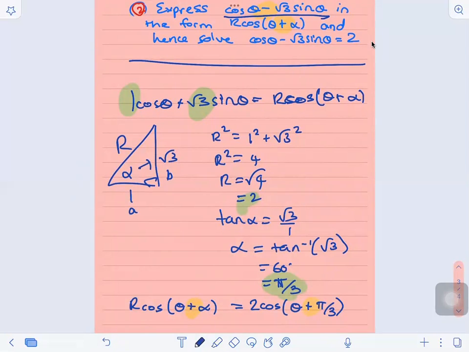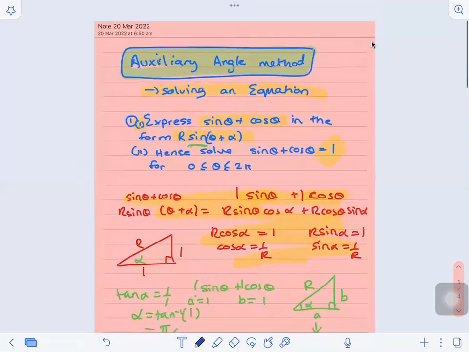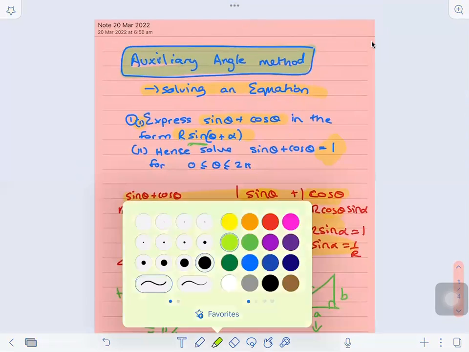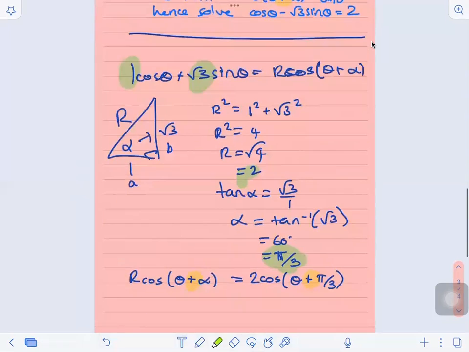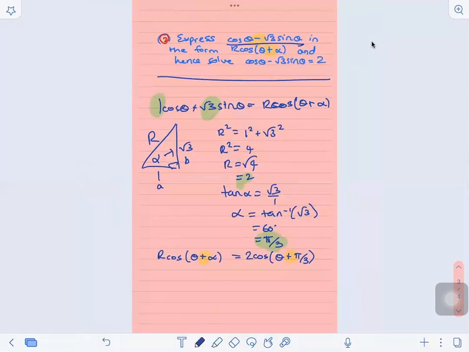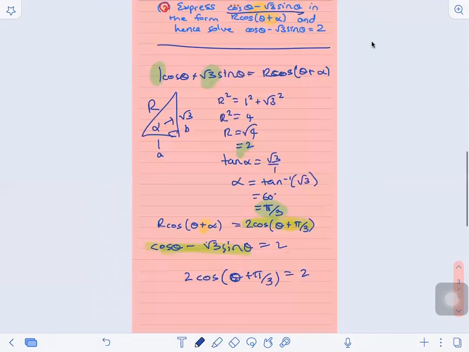But when we did the sine one, when it was a plus, you notice it was a plus. So the sine keeps the same sign when you expand, but the cos one is different. Okay, so the second part says, hence you've got to solve this. So hence means you need to use what you did previously in order to solve it. So we can replace this part here with what it equals, because it's in a simpler form. So it's 2 cos(theta plus pi on 3) equals 2.